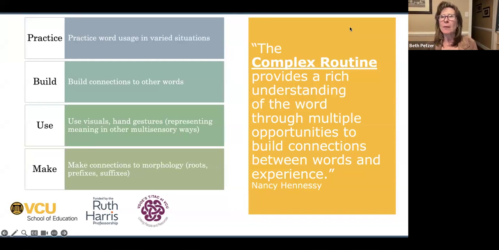So we're gonna build connections to words we already know. We're gonna use visuals and make it kinesthetic, and as well as visual, we're gonna make connections to morphology.